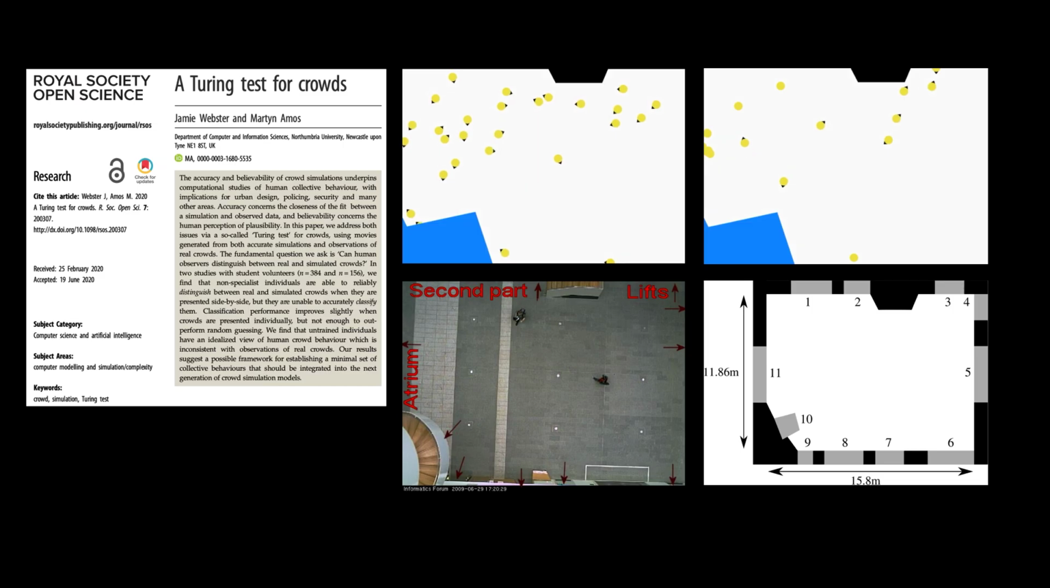So the current work builds on this recent paper of ours from last year in which we presented our Turing test for crowds. So I probably don't need to spend too much time explaining the Turing test to this audience. Essentially, our participants were presented with rendered movies that represented either the movement of real crowds or of simulated crowds, and their task was, for the first group, to identify the real crowd in a number of pairwise comparisons, and then secondly to classify individual movies as either real or simulated.